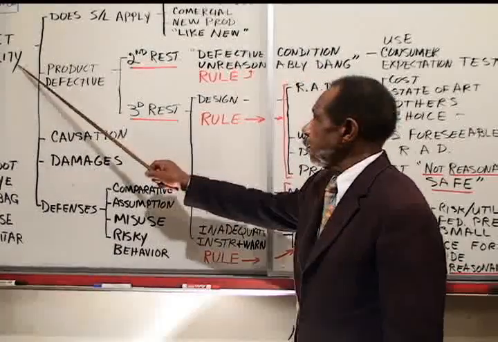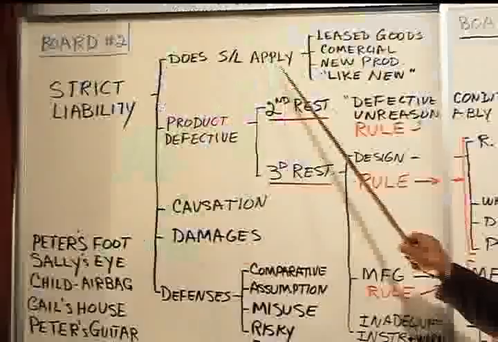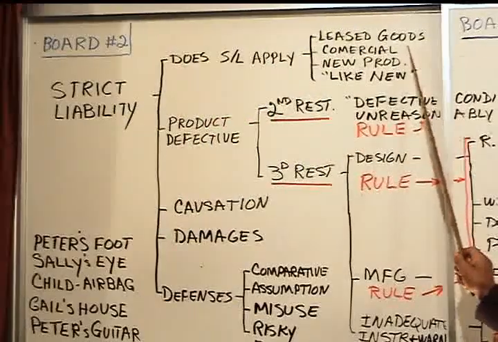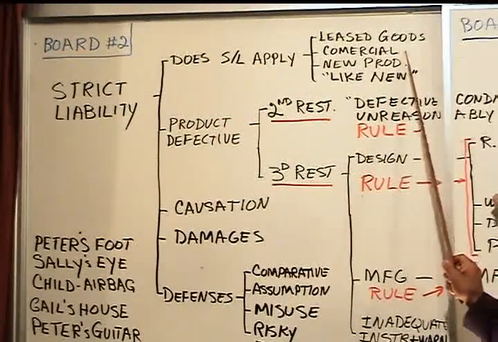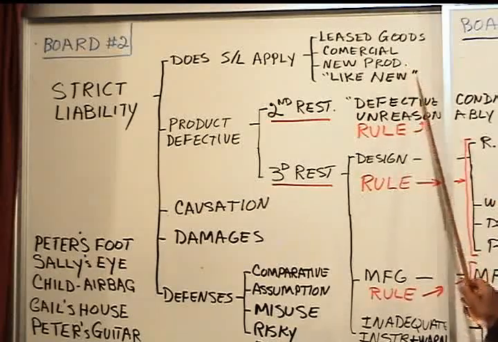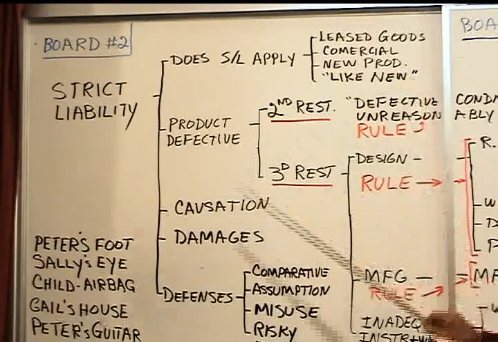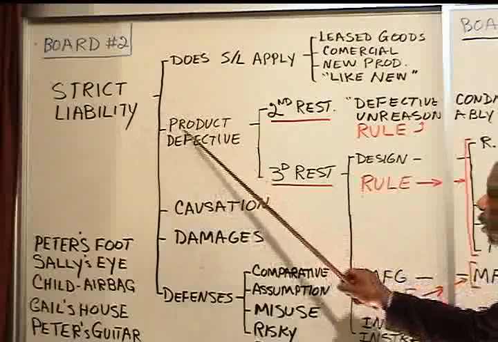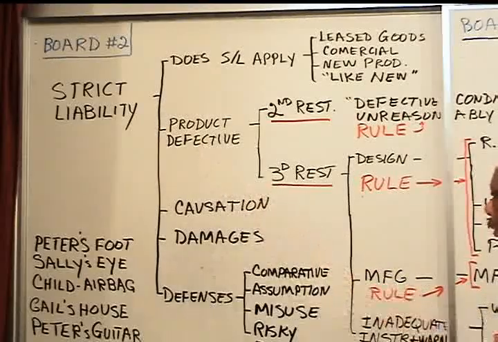Does strict liability apply? We talked about that briefly. Leased goods have to be in the commercial chain of distribution. It has to be a new product. Like-new things still count. Was the product defective? This is our big deal here.